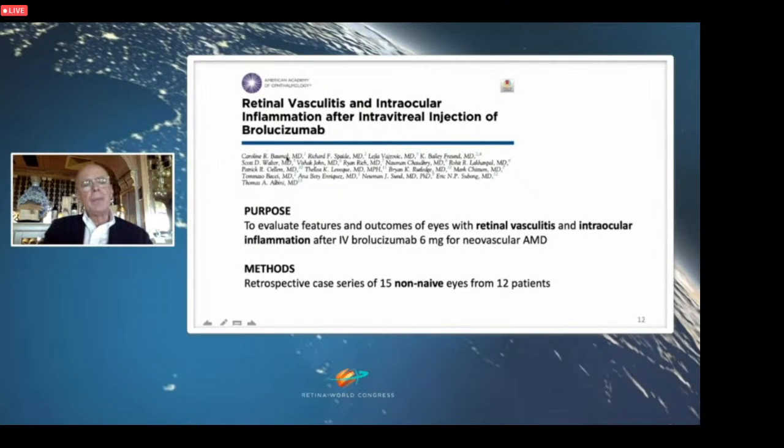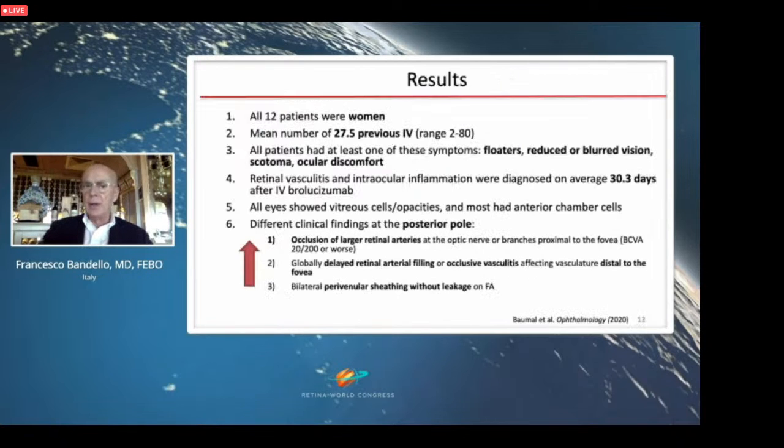This is a paper by Caroline Baumal, where 15 non-naive eyes of 12 patients affected by this kind of inflammation after brolucizumab were very deeply considered. And the data are here. All these patients were women, first of all. The mean number of injections was very high, 27.5.